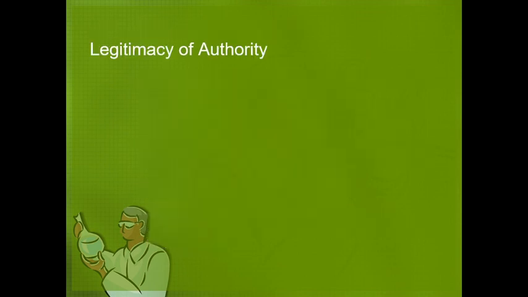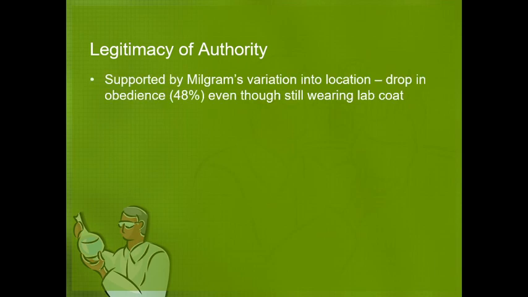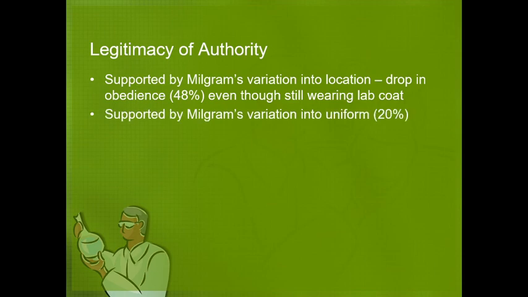Right, what do we have that supports the idea of legitimacy of authority? We've got Milgram's variation on location, where you've got the office building. It's supported by the variation on uniform, where you replace the experimenter with a member of the public who's not wearing uniform, and obedience instantly drops right down. It's supported by Bickman's research into uniform, which you're aware of from the last lesson, where obedience drops when the person giving instructions is not in uniform.